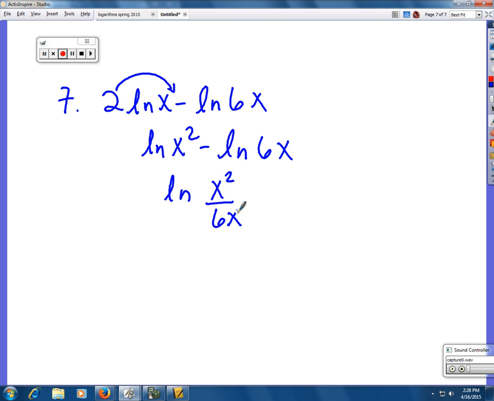And you have to condense, or simplify this fraction if you can. Since I have an x squared on top and an x on the bottom, that would simplify to x over 6. So my final answer will be natural log of x over 6.